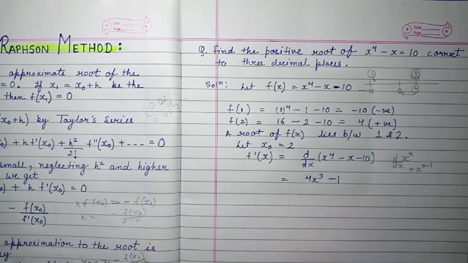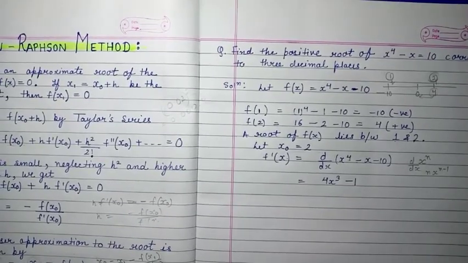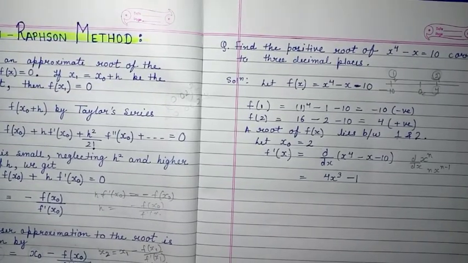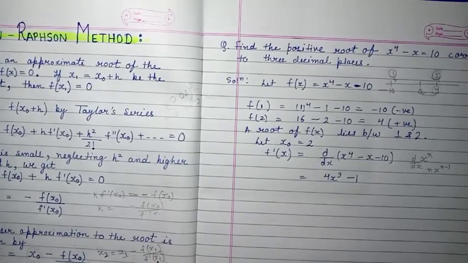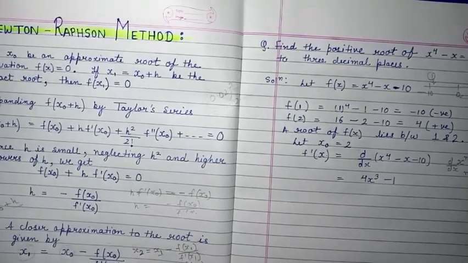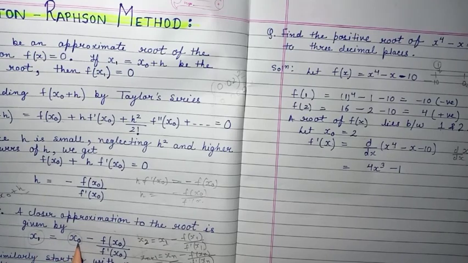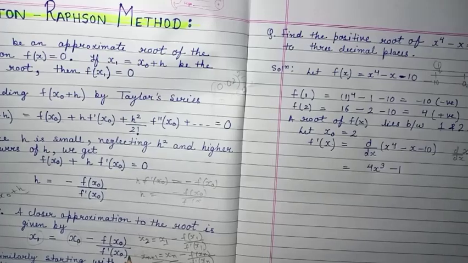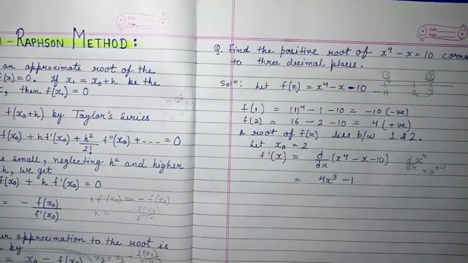With the help of this, now, as I explained earlier, the formula of the Newton-Raphson method is: for x2 it is x1 minus f(x1) by f dash x1. And if you have to find the value of x1, then x1 equals x naught minus f(x naught) divided by f dash x naught. So this is the formula of the Newton-Raphson method.